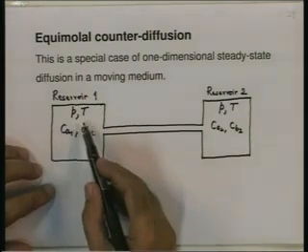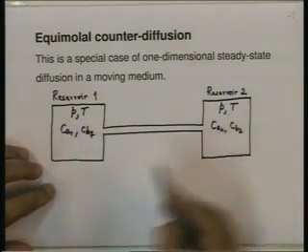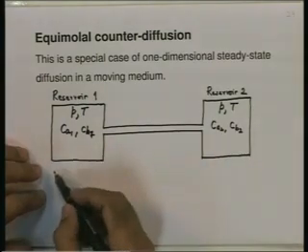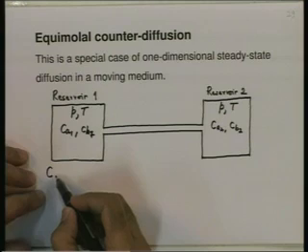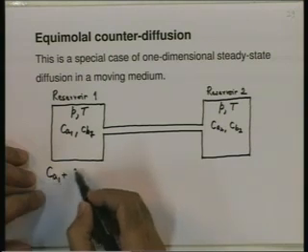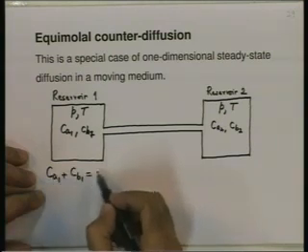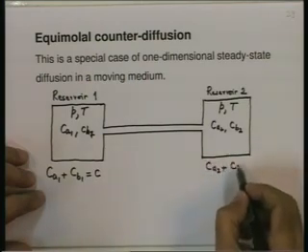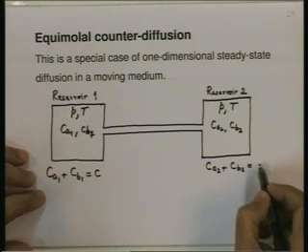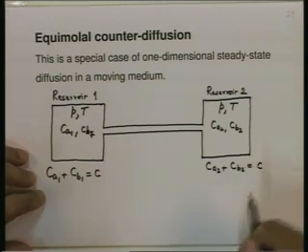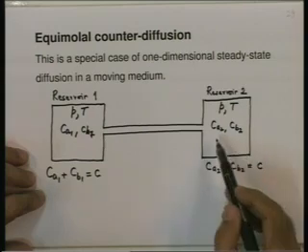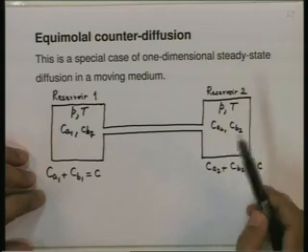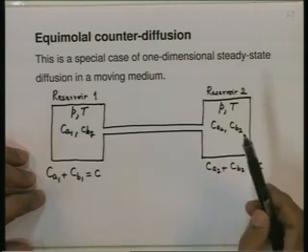Since the pressure and temperature are the same in both the reservoirs, and if we assume them to be ideal gases, we can show that Ca1 plus Cb1 is C, and Ca2 plus Cb2, the total molar density in the second reservoir, will also be C, because each component is assumed to be an ideal gas and the pressure and temperature in each of the reservoirs is the same.